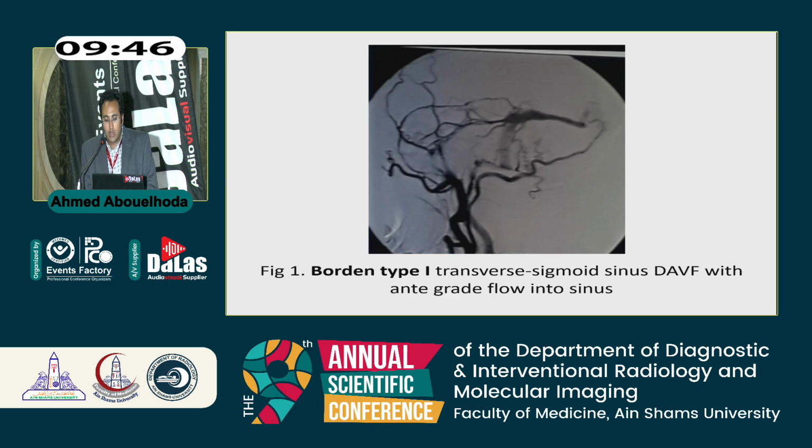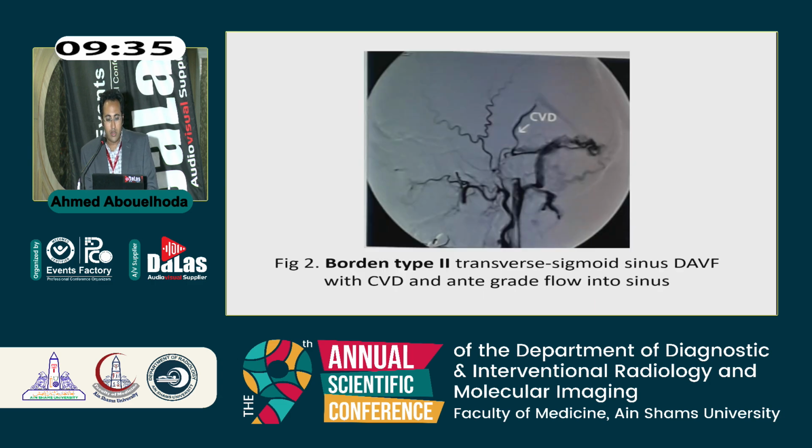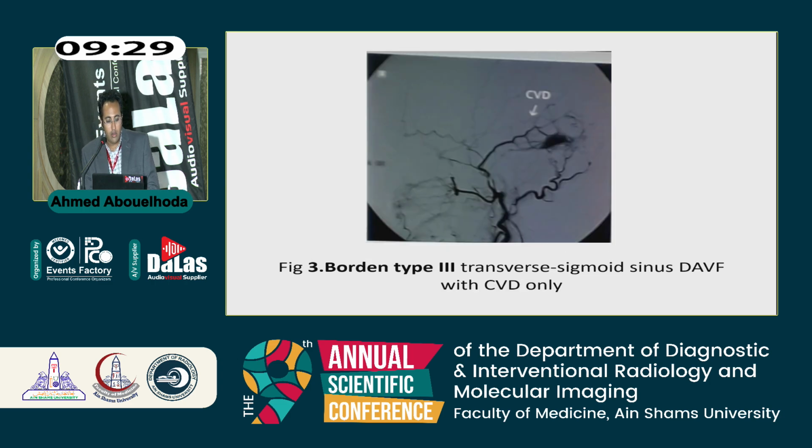This is a Borden type 1 classification. There is a transverse sigmoid sinus fistula with an antegrade flow in the sinus, and you cannot see here any cortical venous drainage. Here is a type 2, as you can see, the cortical vein, but there's still flow in the sinus. Here is type 3, there's only cortical venous drainage.